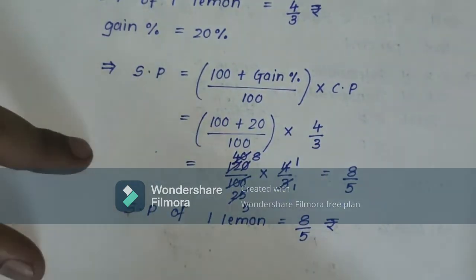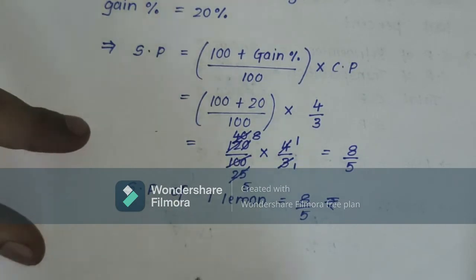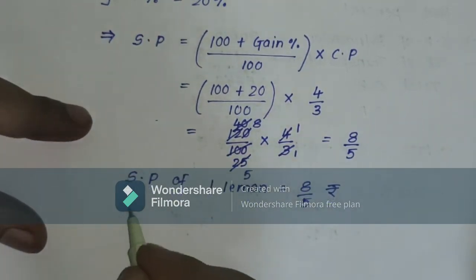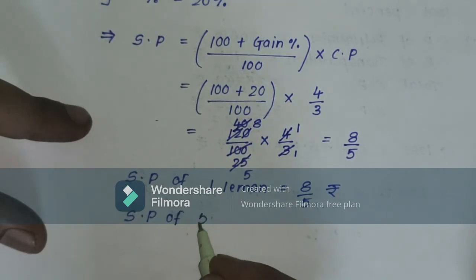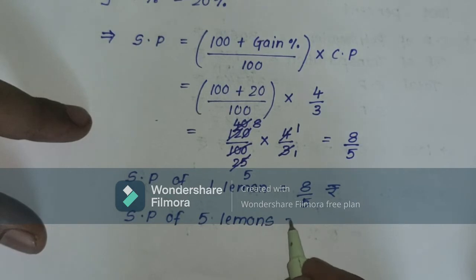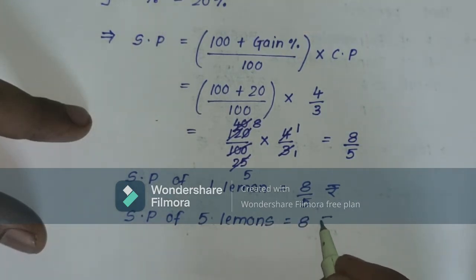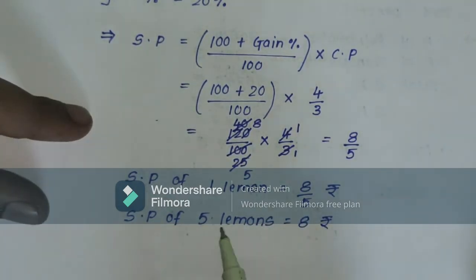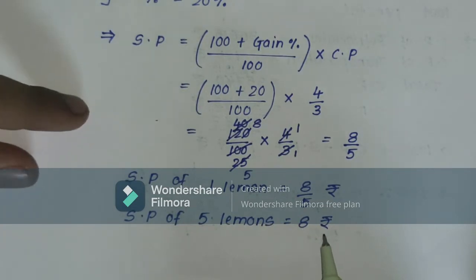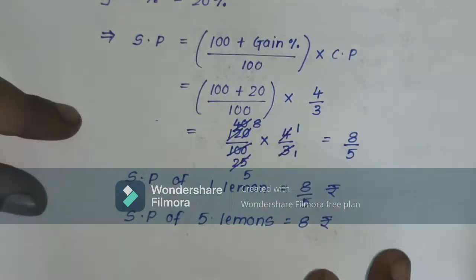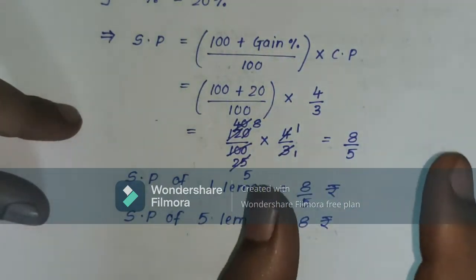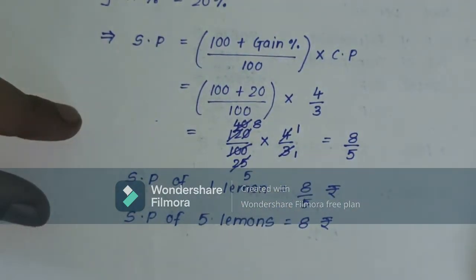That means if you want to sell 5 lemons, what are we going to do? We will say selling price of 5 lemons is equal to 8 rupees, dear. Yes. So we can sell 5 lemons for 8 rupees. This is how we are going to solve this type of challenging question. They are not really challenging questions. You just need to remember those formulas.